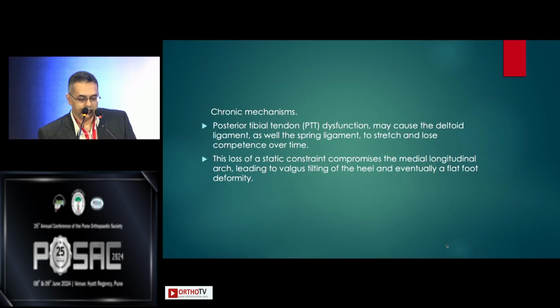In chronic mechanisms of deltoid injury, posterior tibial tendon dysfunction may cause the deltoid ligament as well as the spring ligament to stretch and lose its competence. This puts pressure on the medial longitudinal arch and leads to valgus tilting of the heel and eventually a flatfoot deformity.